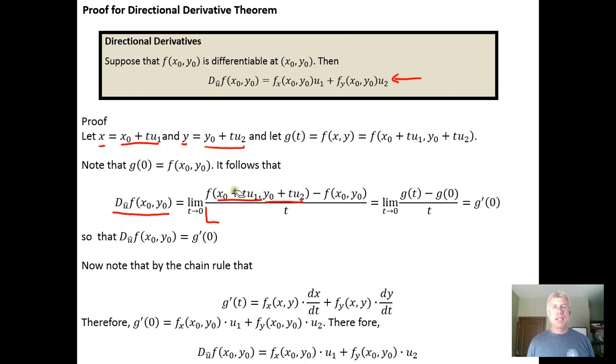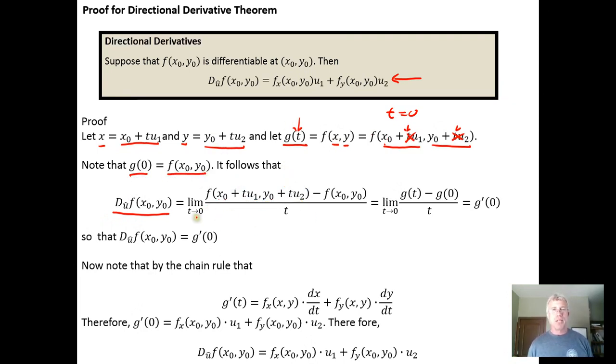And when we replace x and y with the parameterized versions like we do here, what we recognize is we really have a function of t. So we'll call it g of t equals f of x, y equals f of the parameterized versions of x and y. So g of t and f of x, y are the same function. And then what we want to recognize is that if t is equal to 0, so if we plug 0 in for t, these are going to die, and we're just going to get f of x naught, y naught. So g of 0 equals f of x naught, y naught.